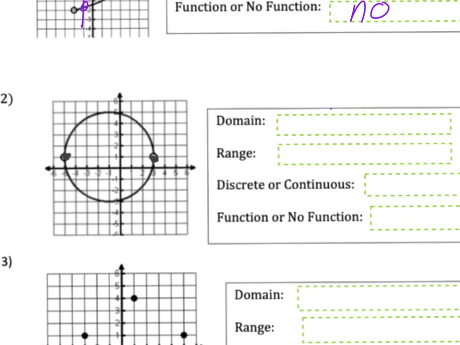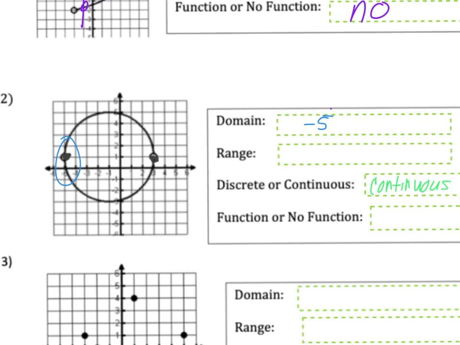So the domain is going to be our x values, like I just said in the first example. So if we're looking along the x-axis, our x values start, the left side of the graph starts right there at -5. I'm going to go ahead and write this is continuous because we can draw that circle without picking up our pencil.